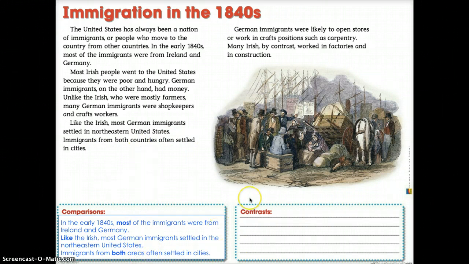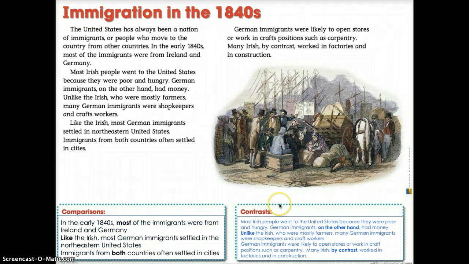Okay, now let's review how you did with contrast. I had to type rather small here because there's not a lot of room. Most Irish people went to the United States because they were poor and hungry. German immigrants, on the other hand, had money. Unlike the Irish, who were mostly farmers, many German immigrants were shopkeepers and craft workers. Unlike is saying that they're going to be different. And then finally, German immigrants were likely to open stores or work in craft positions such as carpentry. Many Irish, by contrast, worked in factories and in construction.